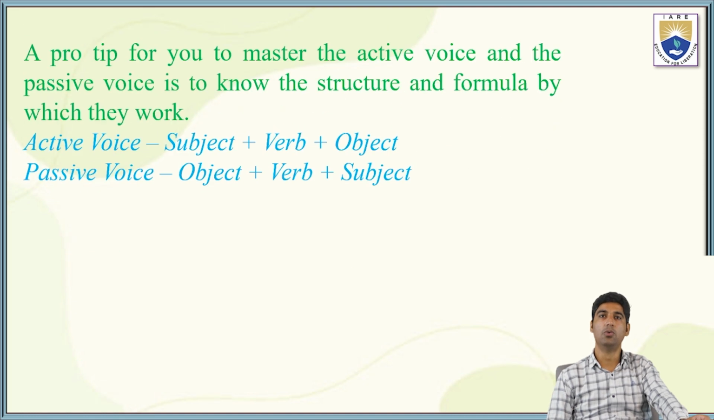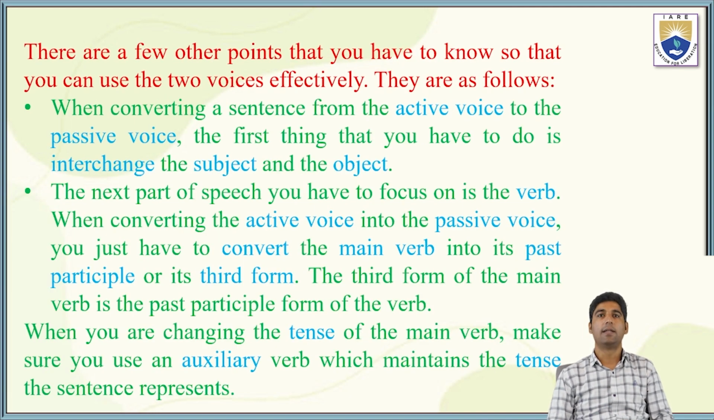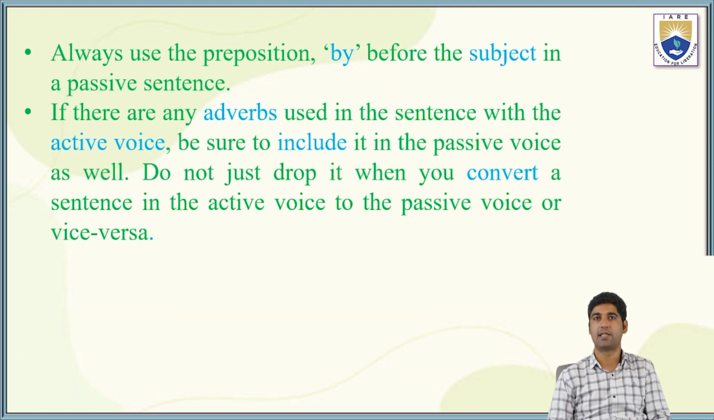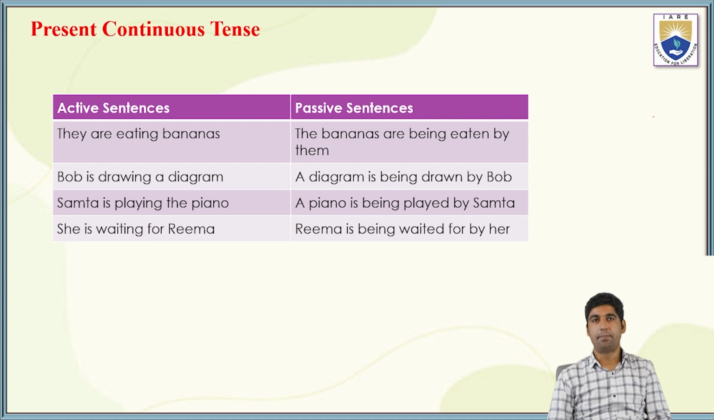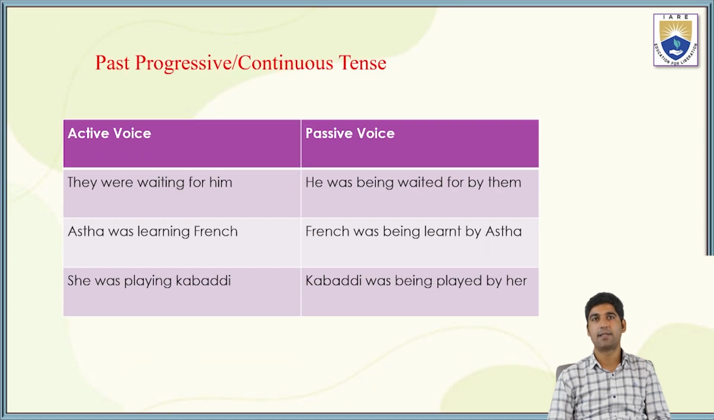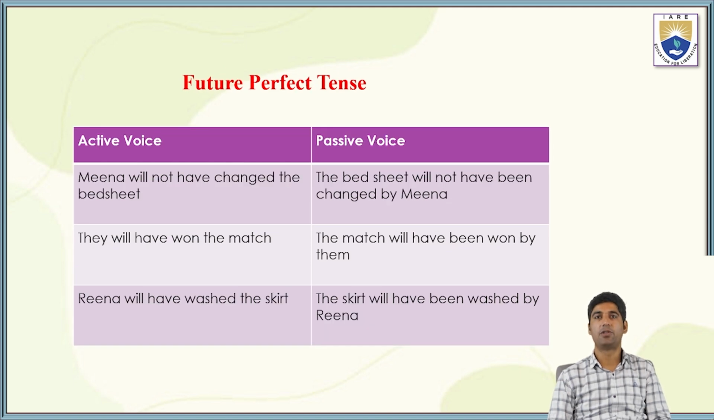Then I told you about some rules, and the structure of active and passive voice. For active voice, it is subject, verb, object. For passive voice, it is object, verb, subject. Then I told you the rule of changing pronouns from active to passive and passive to active, and some rules we need to look at before converting active into passive or vice versa. Then I showed you how present indefinite is changed into passive, then present continuous, present perfect, simple past, past continuous, past perfect, then simple future and future perfect. And this is all about today's lecture.